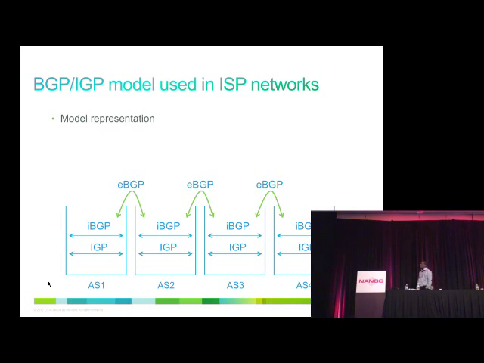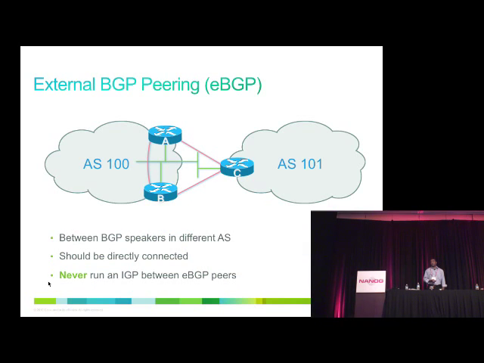So here is a conceptual representation. Here you have 4 autonomous systems interconnected linearly, and within each one of them there is an interior gateway protocol running within the network. So those are separated. They do not talk to one another, the IGPs between autonomous systems. And there is external eBGP between the autonomous systems, and there is internal iBGP within the autonomous systems.